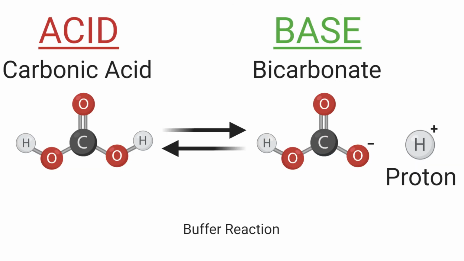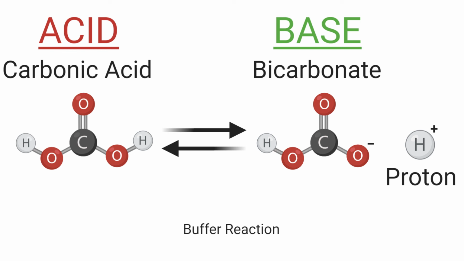Buffers, like carbonic acid, which we talked about earlier, are responsible for keeping your blood at the right pH. Carbonic acid is a buffer because it can be both an acid and a base, depending on the environment. Here's the equation for the reversible reaction.